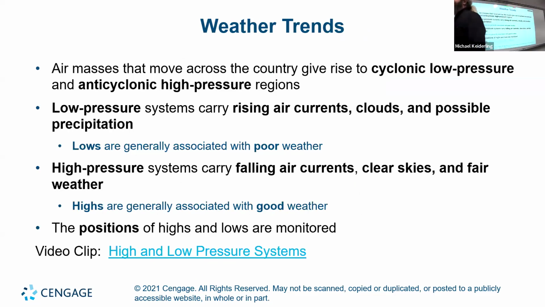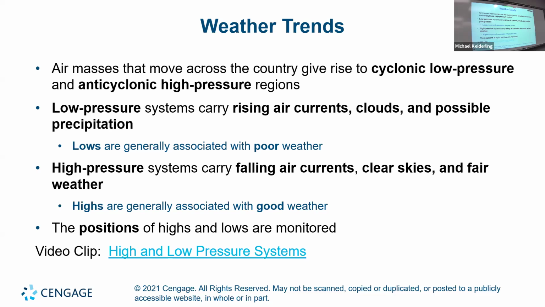Now, what happens is you get these air masses moving across the country, and you get areas of higher pressure and lower pressure. You get cyclonic low pressure and anticyclonic high pressure regions. Low pressure systems generally carry rising air currents, clouds, and possible precipitation. Lows are generally associated with poor weather, which is why if you look at a barometer like the one on the wall here, the low pressure region is labeled things like stormy, rain, things like that.